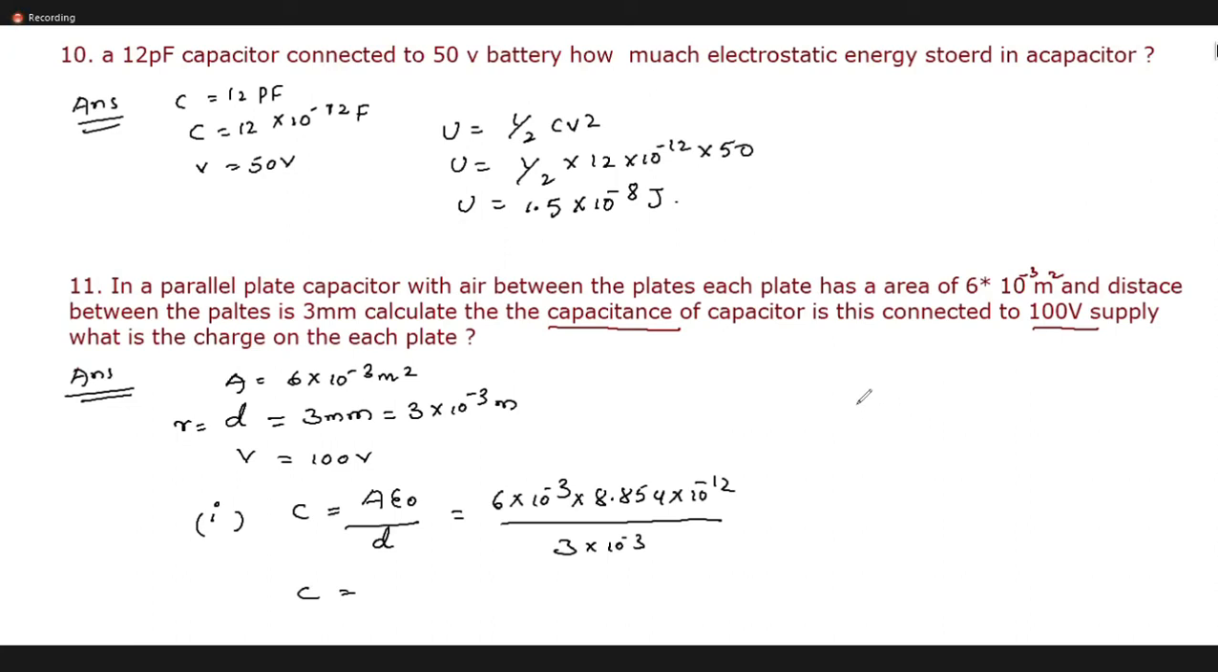Then how to do it? So you know the C, where C is equal to Q by V, or Q is equal to C into V. So then C, what you got here, multiply with 100. Please do it.